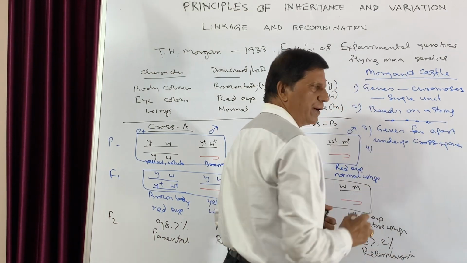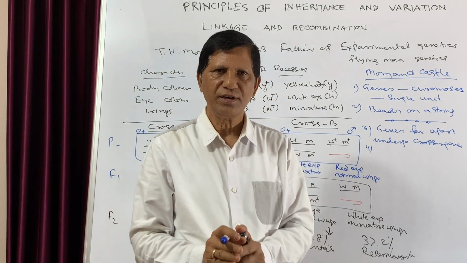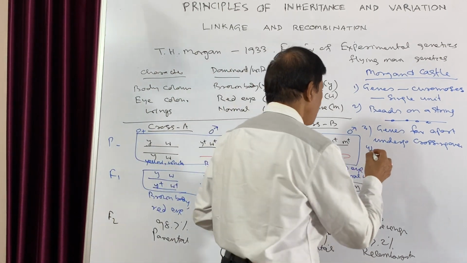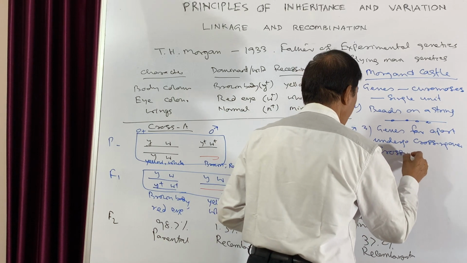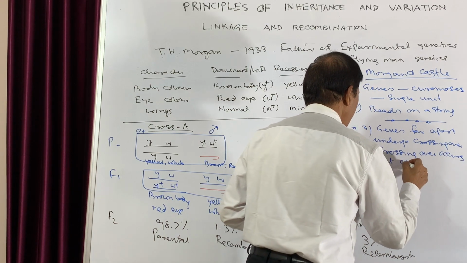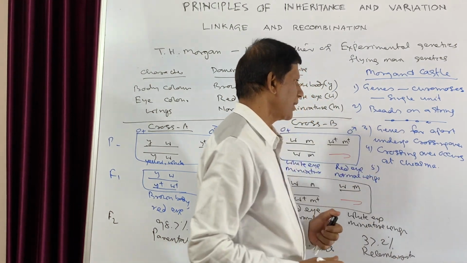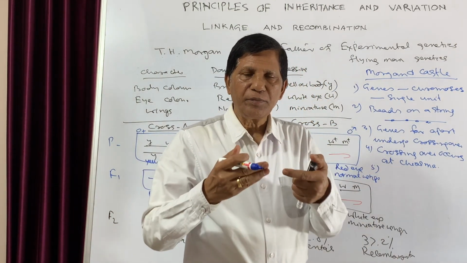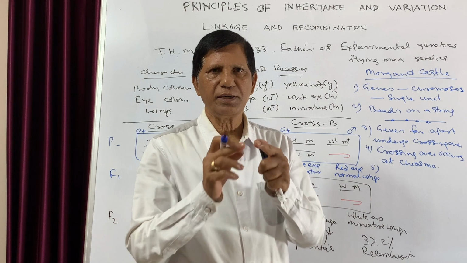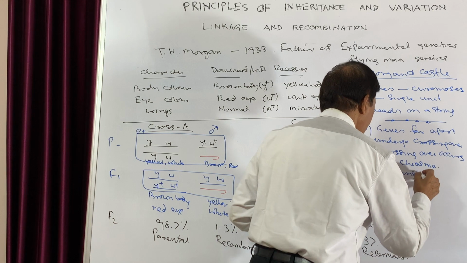Then the next point, where does this crossing over take place? Crossing over takes place at certain points known as chiasmata, plural, singular is chiasma. So crossing over occurs at chiasma. Then the next point is, what is the probability of a crossing over? That depends upon the distance between the two genes. That means the strength of the linkage.